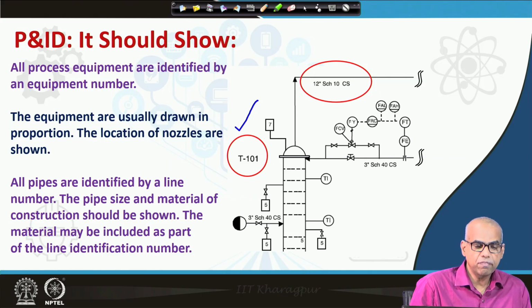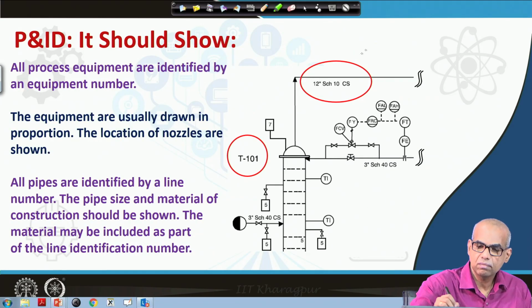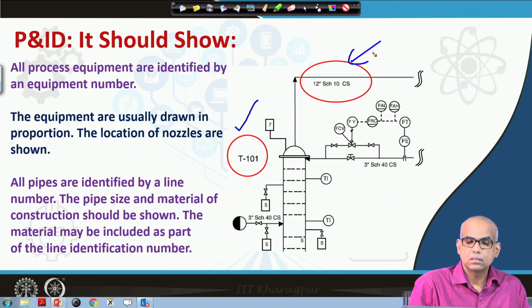All pipes are identified by line number. The pipe size and material of construction should be shown. The material may be included as part of the line identification number. You can see here the pipeline is identified as 12-inch schedule 10 made by carbon steel.